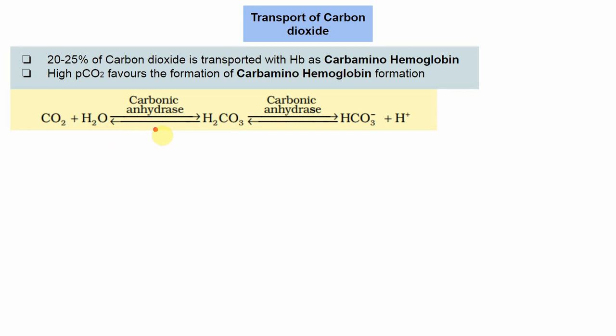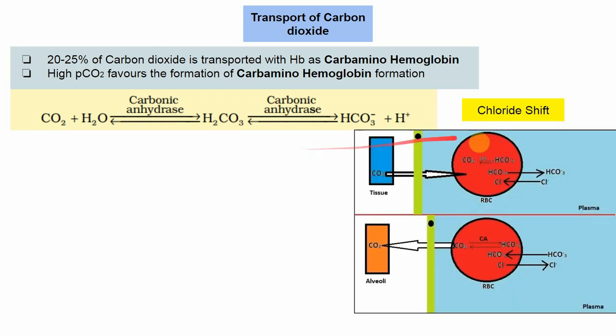And this bicarbonate ion formation is mainly because of one particular enzyme called carbonic anhydrase, right? So the carbon dioxide inside the RBC combines with the water and forms carbonic acid, right? This carbonic acid readily dissociates into bicarbonate ion and H plus ions. Now here you also see one more phenomenon called the chloride shift.